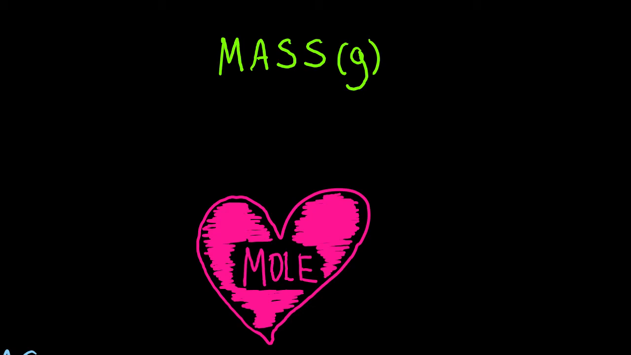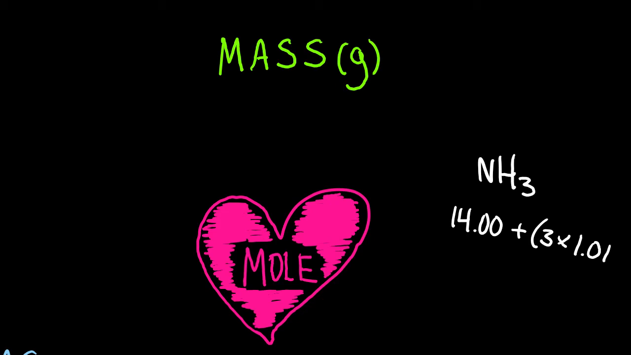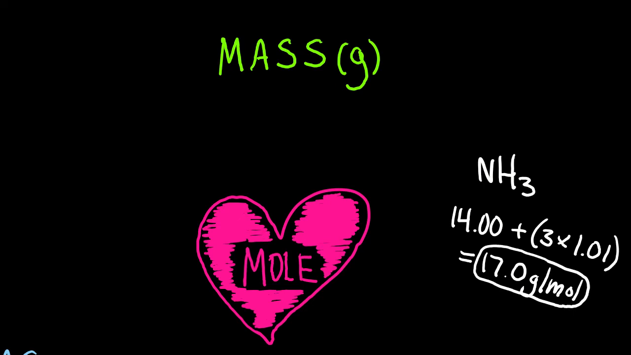If you have a compound such as NH3, which is ammonia, then to calculate the molar mass it would be 14.00, which is the average atomic mass of one nitrogen atom in AMU, plus 3 times 1.01. This approximates to around 17 grams per mole. This is the molar mass. And as you can see in the units, you have grams and you have moles, which is the bridge between mass in grams and moles.